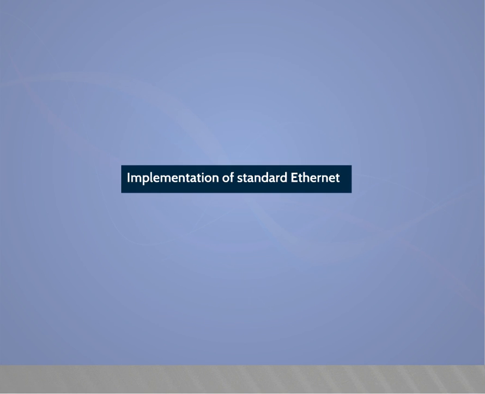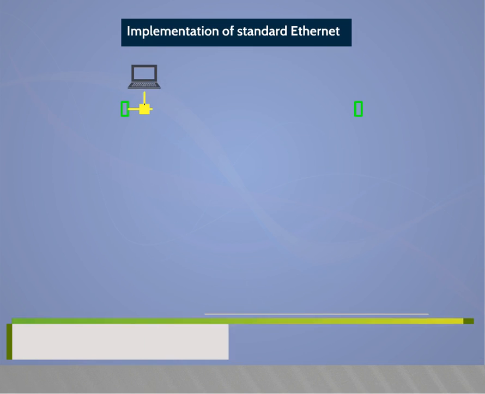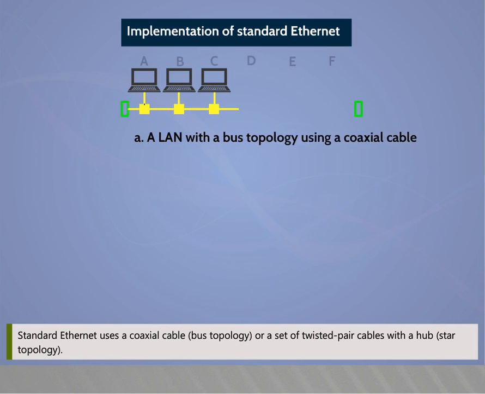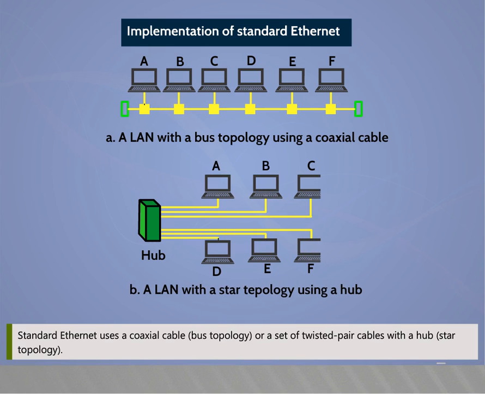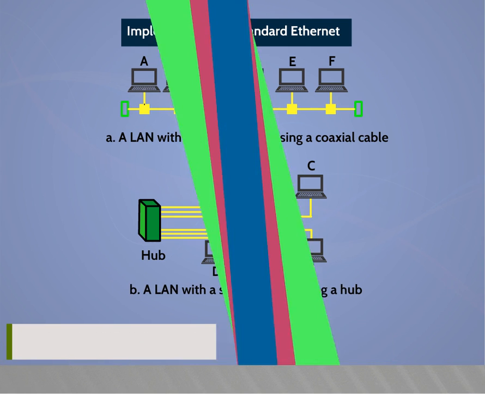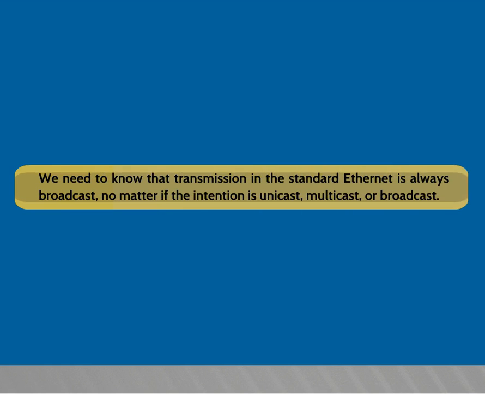Implementation of Standard Ethernet. Standard Ethernet uses a coaxial cable, that is bus topology, or a set of twisted pair cables with a hub, that is star topology. We need to note that transmission in the standard Ethernet is always broadcast, no matter if the intention is unicast, multicast, or broadcast.